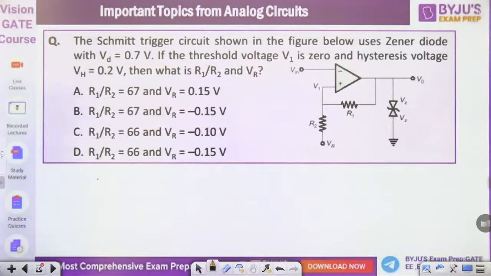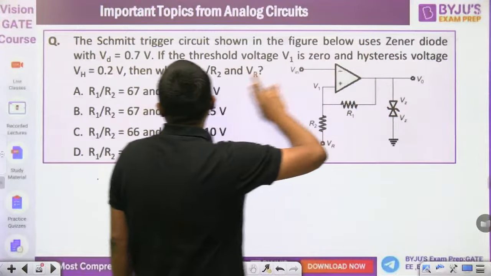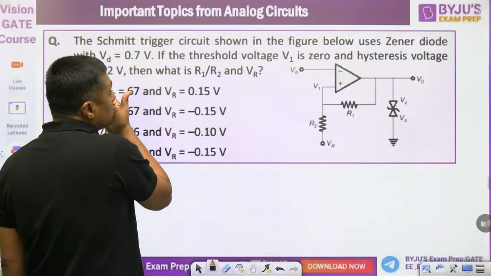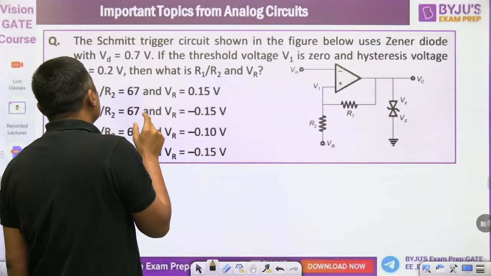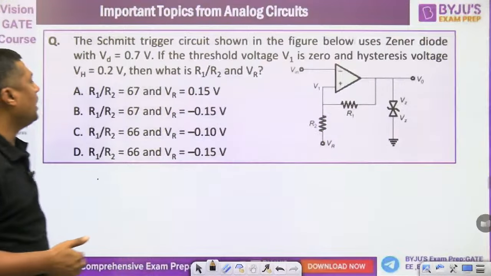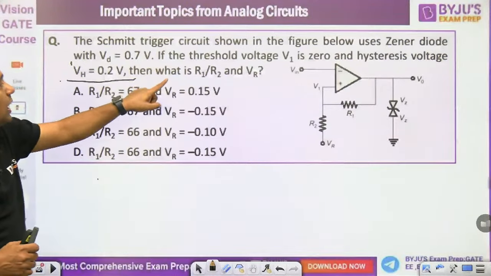Yes, correct. The symmetry trigger circuit shown in the figure below uses a Zener diode with VD equal to 0.7 volt. Here we are connecting the Zener diodes just to limit the output voltage. VD means when the diode is forward biased, the forward bias voltage is 0.7 volt. If the threshold voltage V1 is 0 and the hysteresis voltage VH is 0.2 volt, then what is the ratio R1 by R2, and what is the value of VR? R1, R2 and VR we have to find.